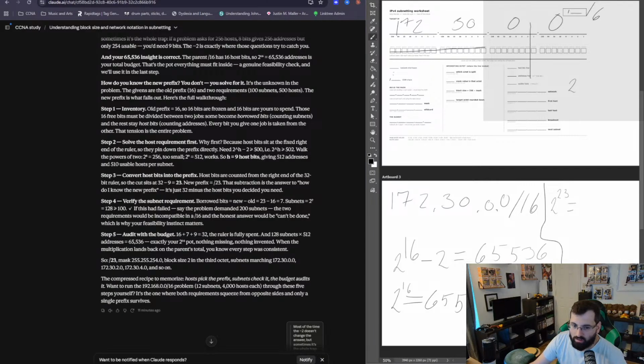Here, read it to me again. Step 3. Convert host bits into the prefix. Host bits are counted from the right end of the 32-bit ruler, so the cut sits at 32 minus 9 equal to 23, new prefix equal to /23. That subtraction is the answer to, how do I know the new prefix? It's just 32 minus the host bits you decided you need.